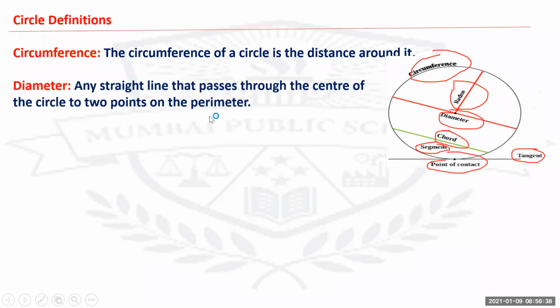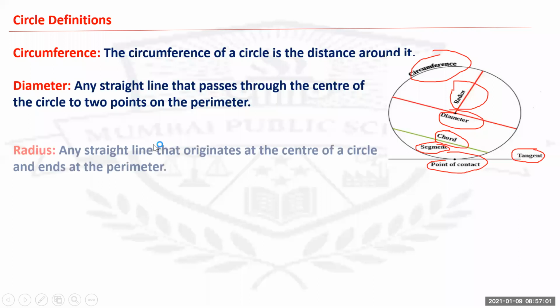Diameter: any straight line that passes through the center of the circle to 2 points on the perimeter. So if you are taking any 2 points on the perimeter, the line which passes through the center and which touches any 2 points on the perimeter is called the diameter.